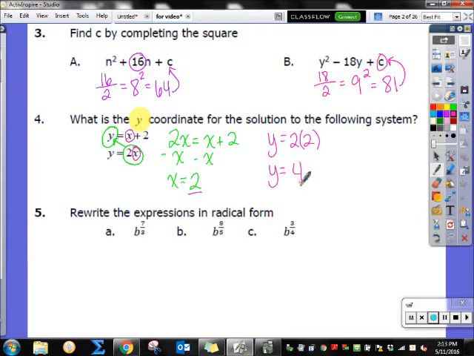Now for number 5, we have to rewrite those as radicals. So the thing you have to remember is that the number on the bottom is going to be your index. So that's the number that, if this is a radical, this number right here, that's going to be your index. So the number on the bottom is going to go right there. So the first thing is going to look like this. It's kind of hard to write, so that's going to be the cube root of b to the 7th.